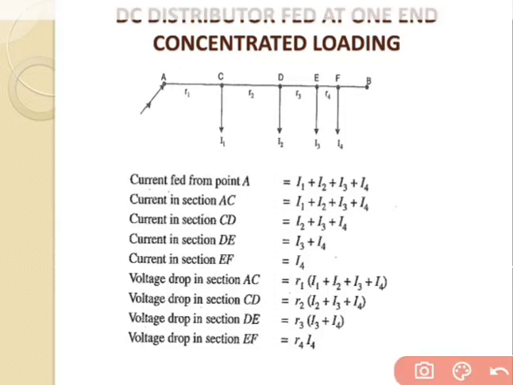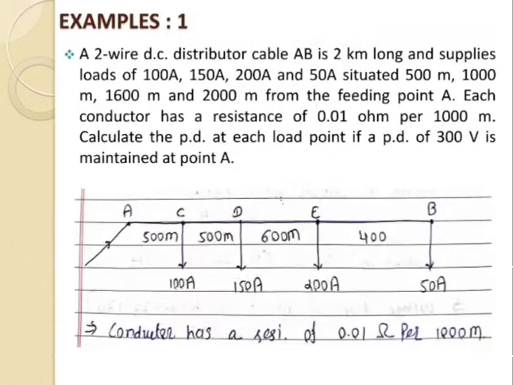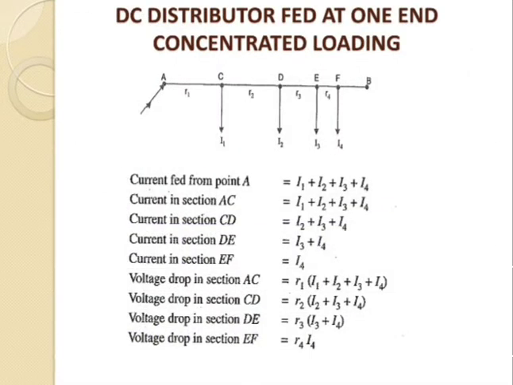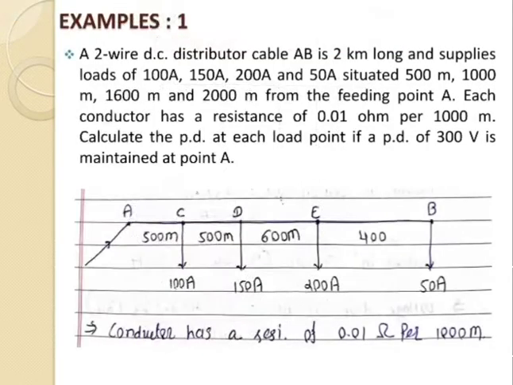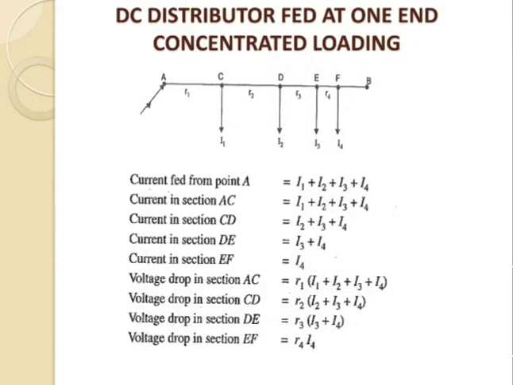Now we go for the voltage drop in section AC. Before that, find the resistance of each individual section. The resistance of section AC is R1, as shown in the figure. The resistance of section CD is R2, the resistance of section DE is R3, and the resistance of section EF is R4, as shown in the figure. This is step number 2.